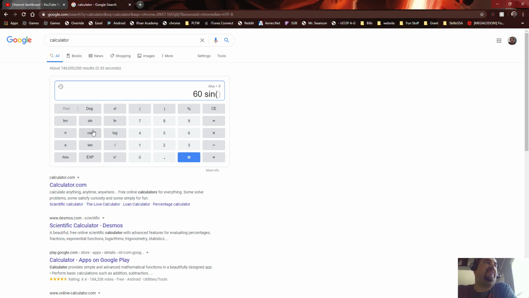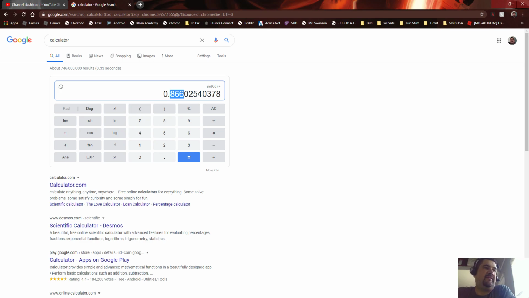So let's clear this. Anyway, let's do this. We're going to click sine. Then notice they put parentheses, so you're supposed to put the 60 in there. You can close it with the bracket if you want. I don't think you have to. And push enter. There we go. So 0.866. That's the correct answer.